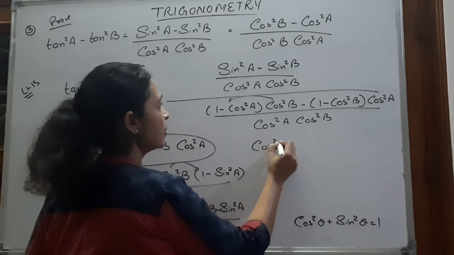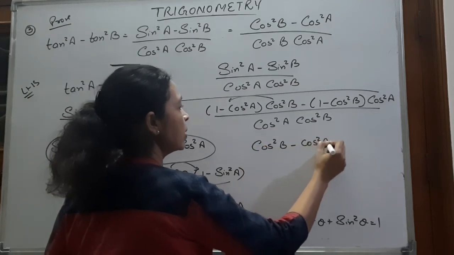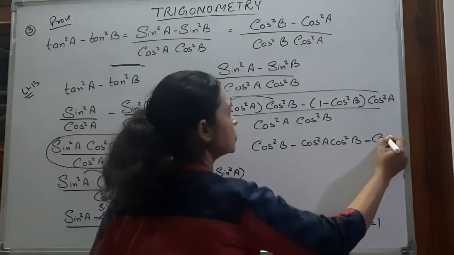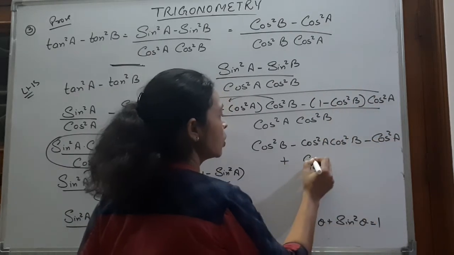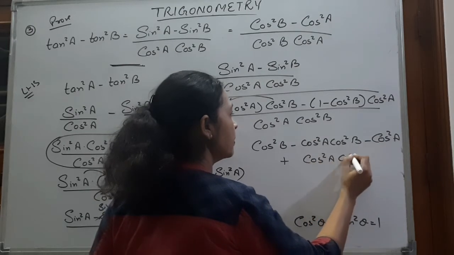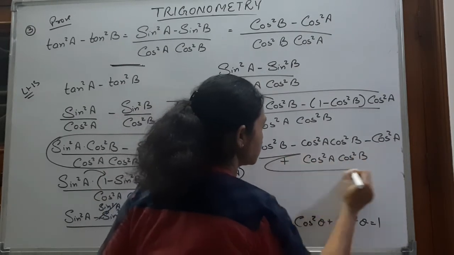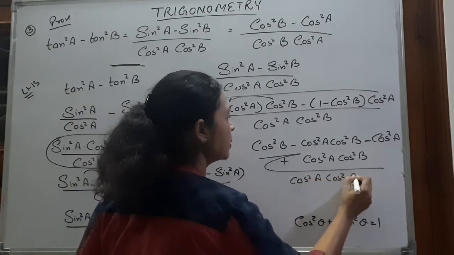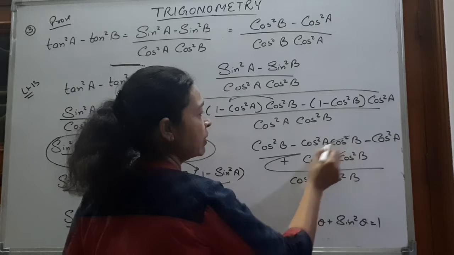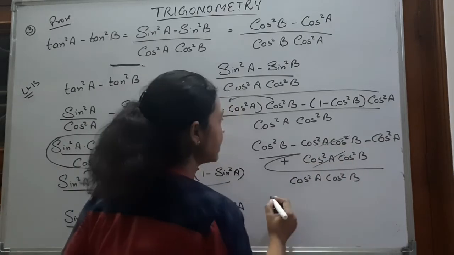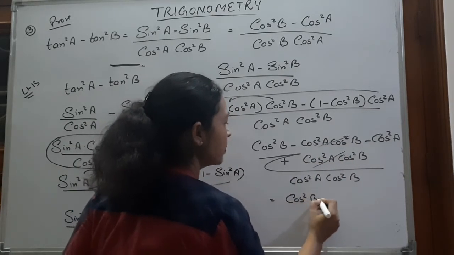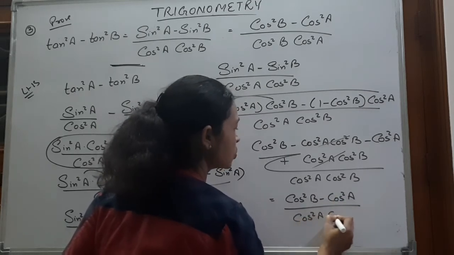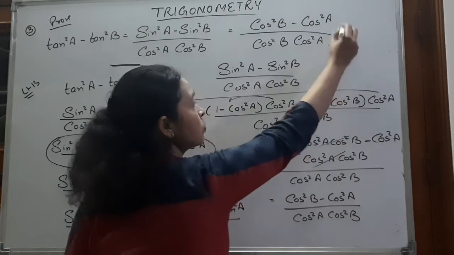We have cos square b minus cos square a cos square b minus cos square a into 1 cos square a plus cos square a cos square b upon cos square a cos square b. Cos square a cos square b, positive, negative, both get cancelled. What is left with us? Cos square b minus cos square a upon cos square a cos square b, which we have to prove.